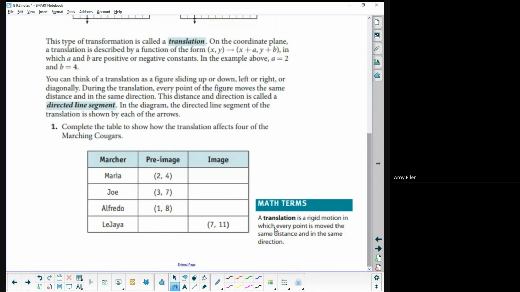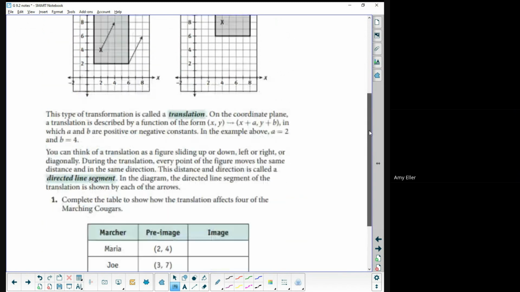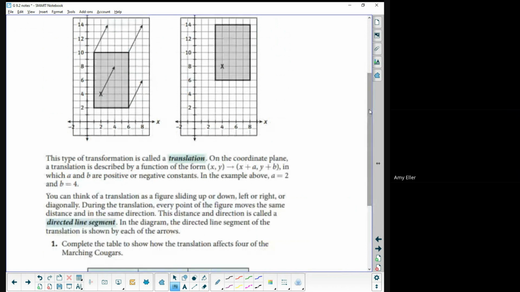You'll see the vocab down here in the corner, a translation is a rigid motion in which every point is moved the same distance in the same direction. On the coordinate plane, a translation is described by the function of the form blank. Sorry if you can't see up here, but you can look at your page. You saw a lot of this in the last lesson. That's how we write transformations, in which A and B are positive or negative constants. In this example, A is 2 and B is 4.